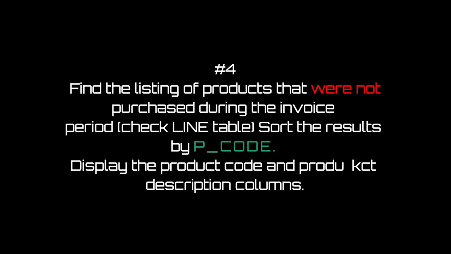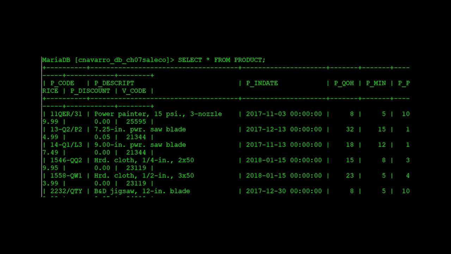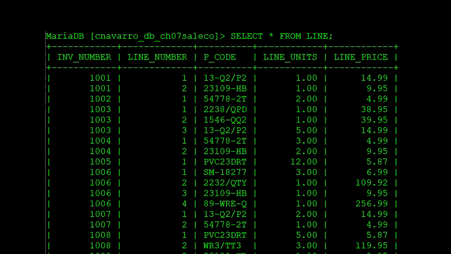For the next exercise, you will find the listing of products that were not purchased during the invoice period. You want to check the line table. Sort the results by P_code. Display the product code and product description columns. First, let's look at the product table, and then we need to check the line table to understand how they are related. We can see that we need to select P_code and P_descript from the product table.